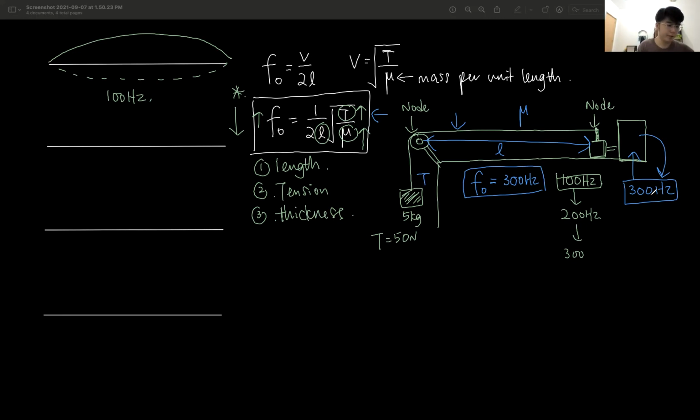Okay, we're done with the stationary waves on strings. And for the next part, we will look at stationary waves in pipes, open pipes.